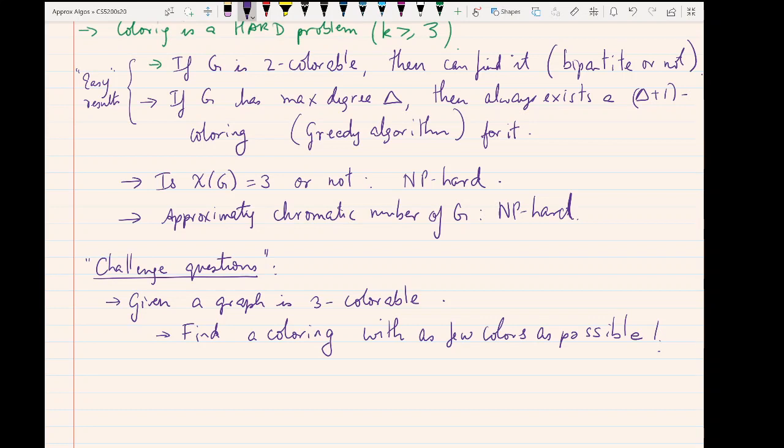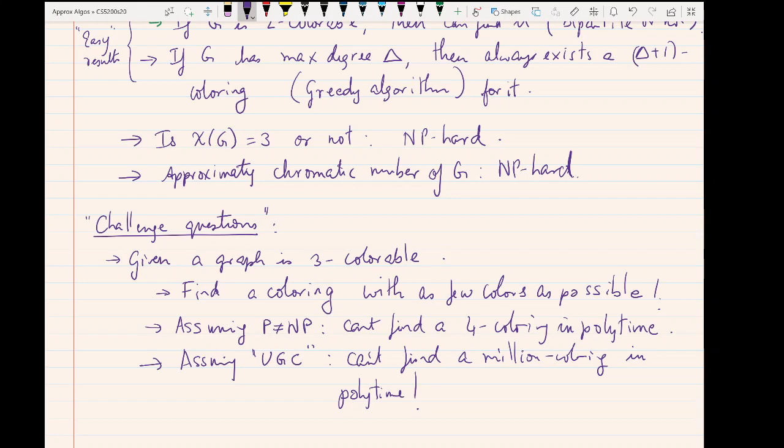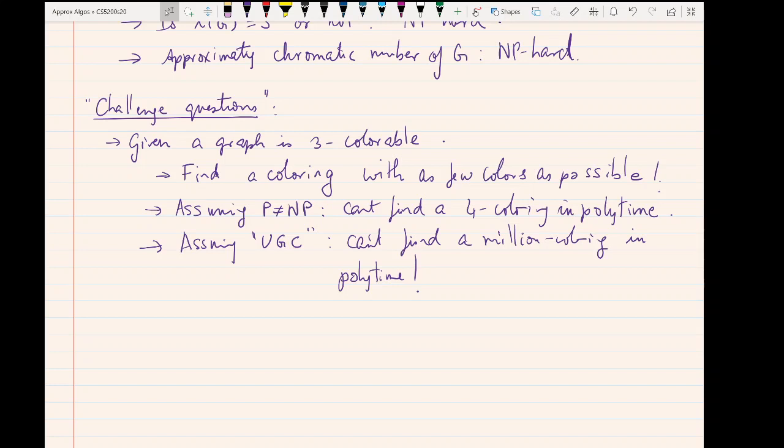However, it turns out even this problem is notoriously hard. So assuming P not equal to NP, we cannot even find a 4 coloring of the graph in polynomial time. And assuming the unique games conjecture, in fact, a modified version of the unique games conjecture, we can't find a million coloring of the graph. That is, you cannot color the graph using even a million colors. Well, actually, the statement says any constant number of colors in polynomial time. And this is really surprising, but that's just how hard the problem is.